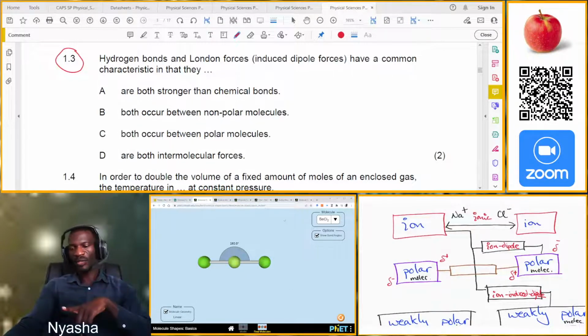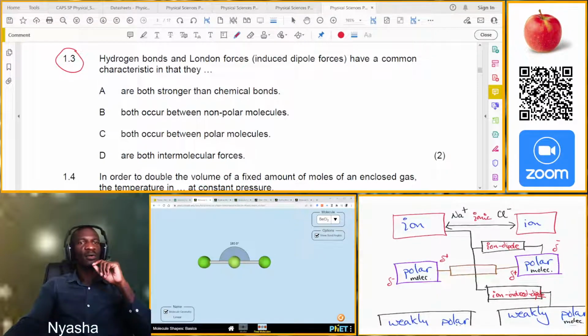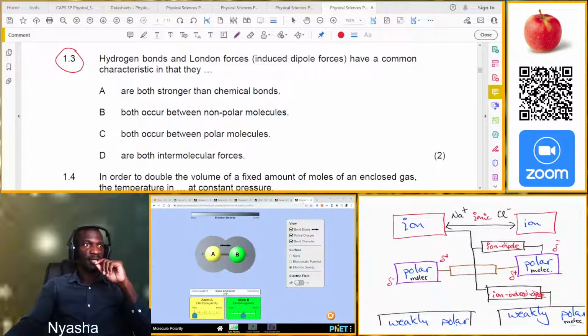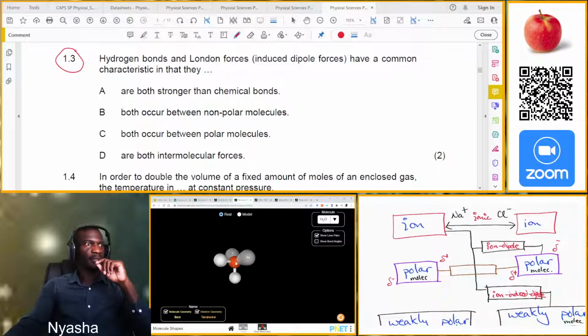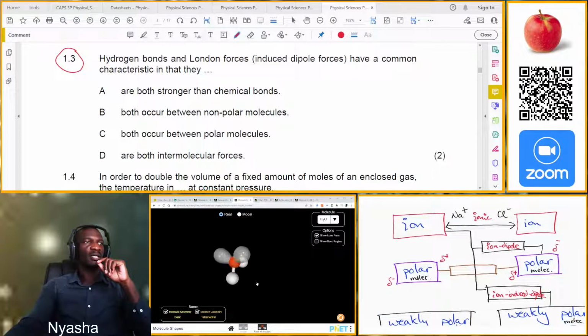Right, so what am I looking for? I'm looking for a polar molecule. Our molecules that are known, I think I picked one here, isn't it? H2O. So we've got a lot of molecules here, right? Very interesting shapes. So let's look at water. So this is our polar molecule and it's water.